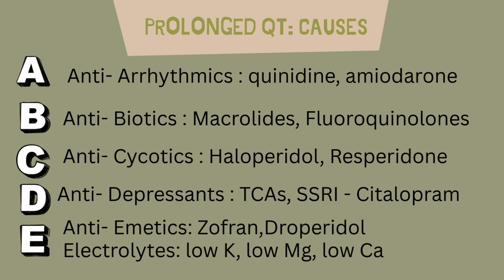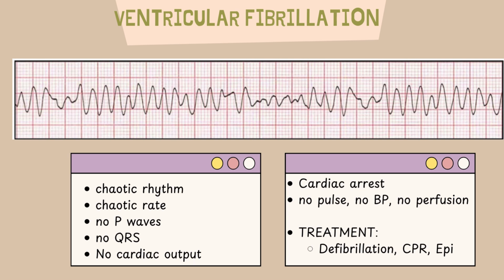So when torsades hits, our first move is IV magnesium sulfate, even if the magnesium level is normal. After we've calmed that down, we fix the underlying cause. We replete potassium or we stop the QT prolonging medication, because if we don't treat it, it can devolve into this beauty: ventricular fibrillation. Ventricular fibrillation, VFib, is full-blown electrical anarchy.